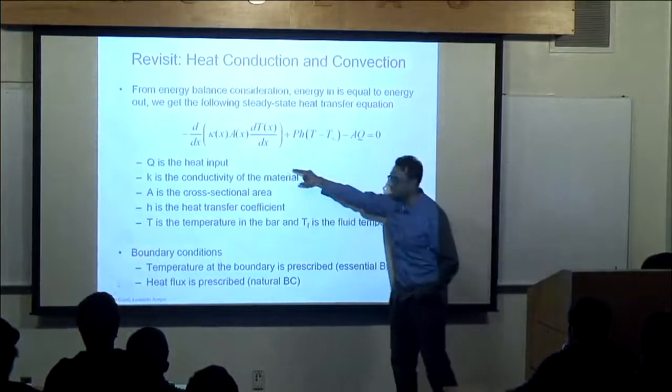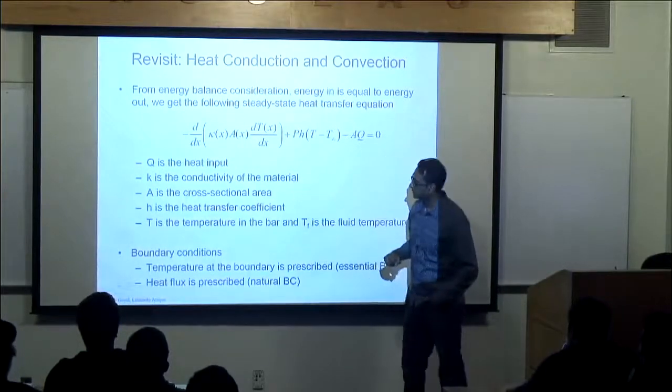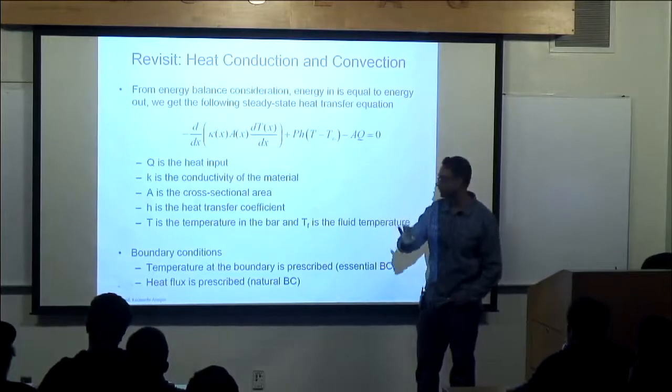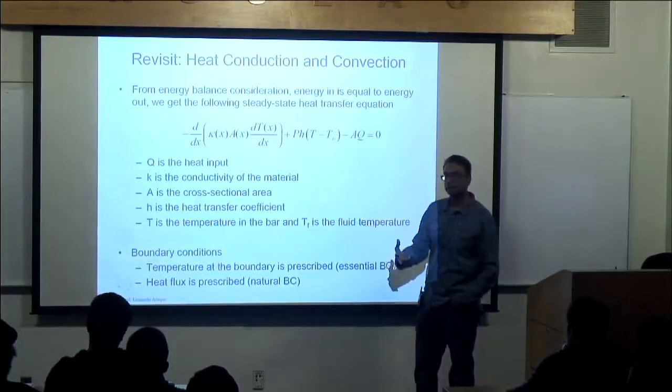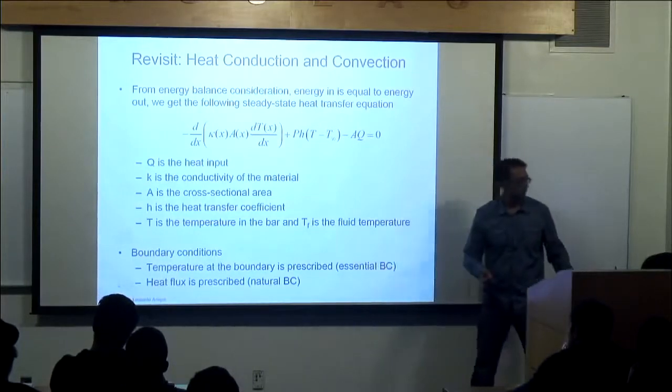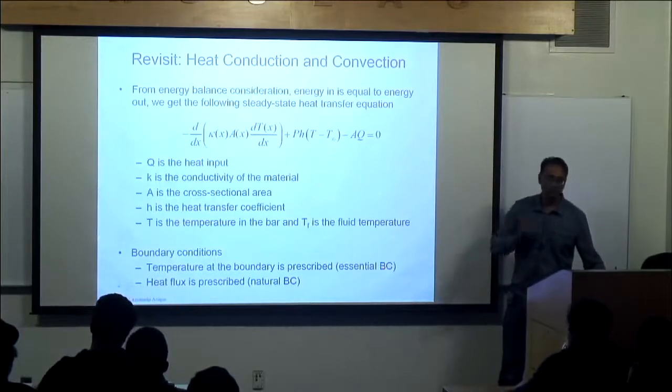Here I give you the definition for each variable. And the boundary conditions are typically temperatures specified at the boundaries, or you apply a heat flux at the boundary. That's one approach. Another thing that I'm going to show you is that you can have a situation where you have a mixed boundary condition. I'll show you what that means in a couple of minutes. A couple of minutes means maybe 15 minutes. I'm not sure.